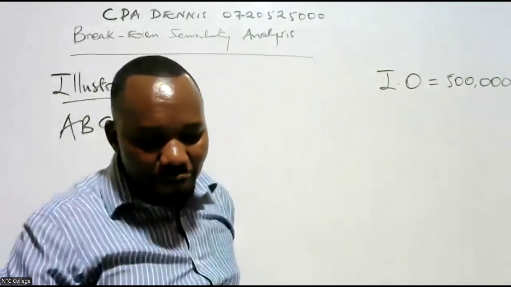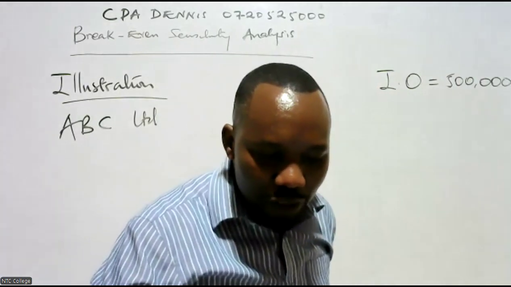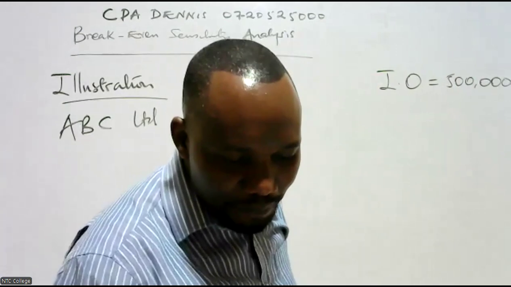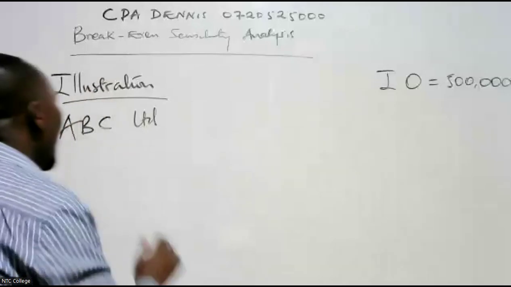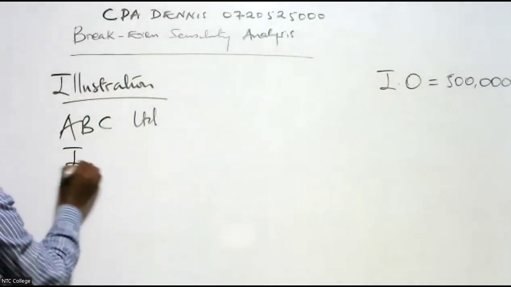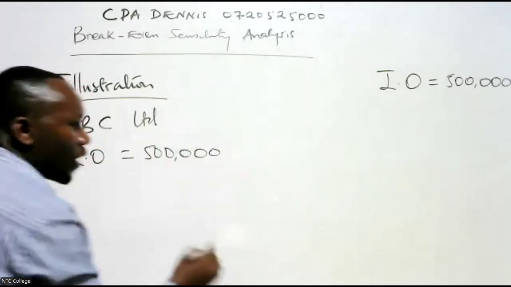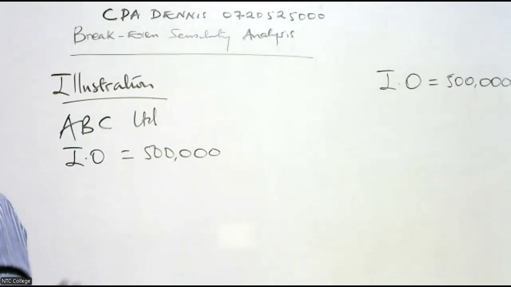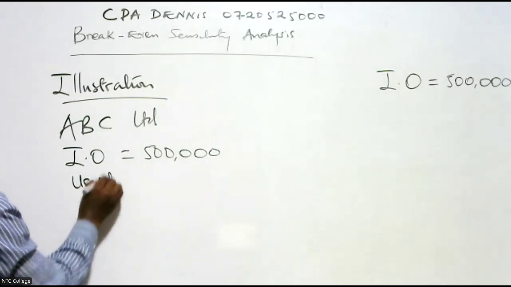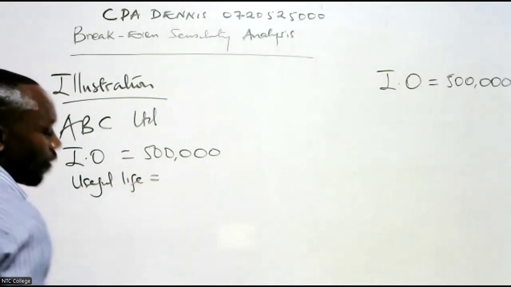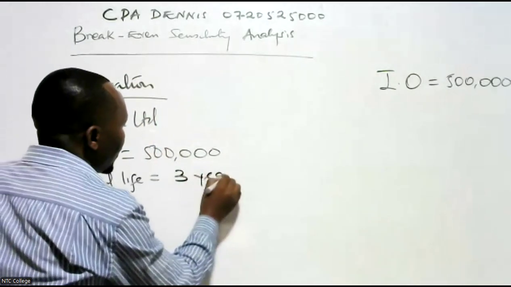It has a useful life of 3 years, after which it will be sold as a scrap of 80,000. So we have initial outlay of 500,000. That is a machine that we shall buy so that we can invest that machine into some business. We know that useful life of this machine is how many years? 3 years.